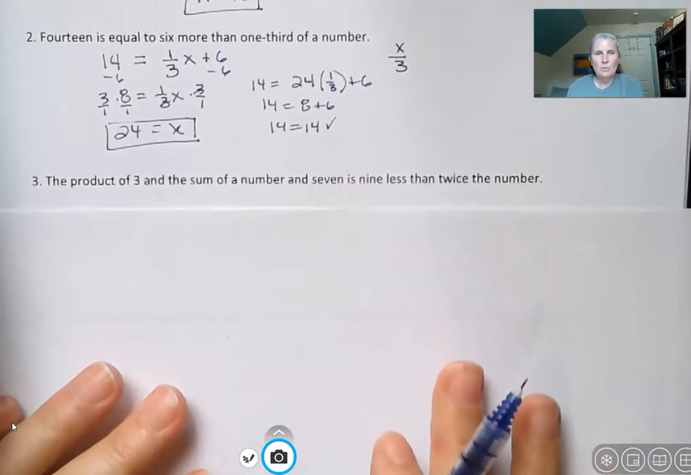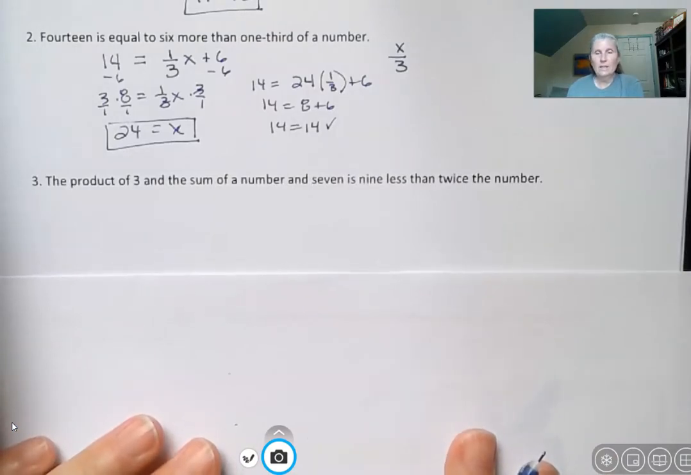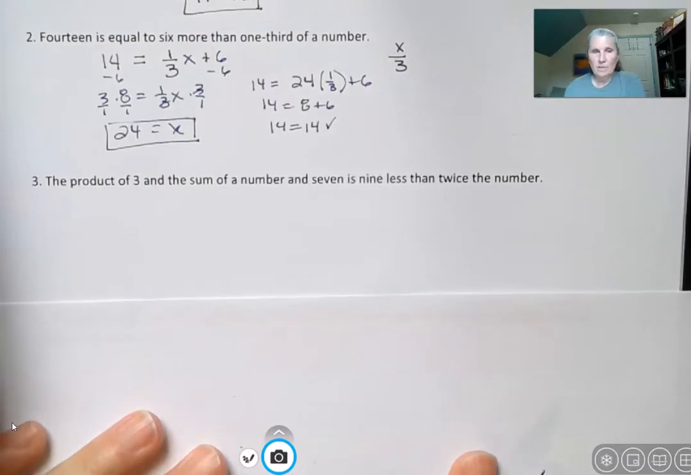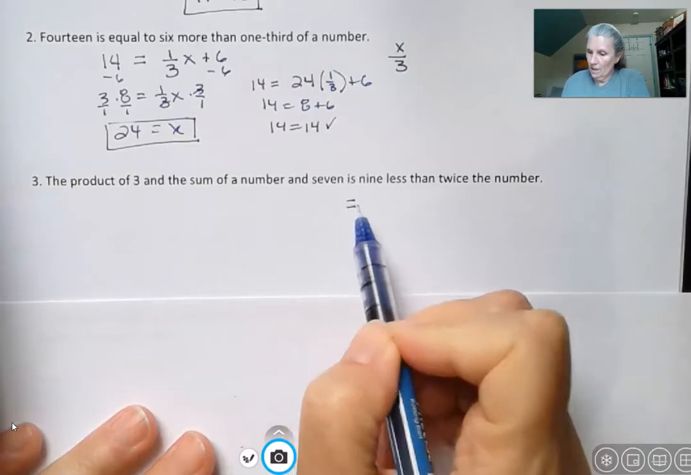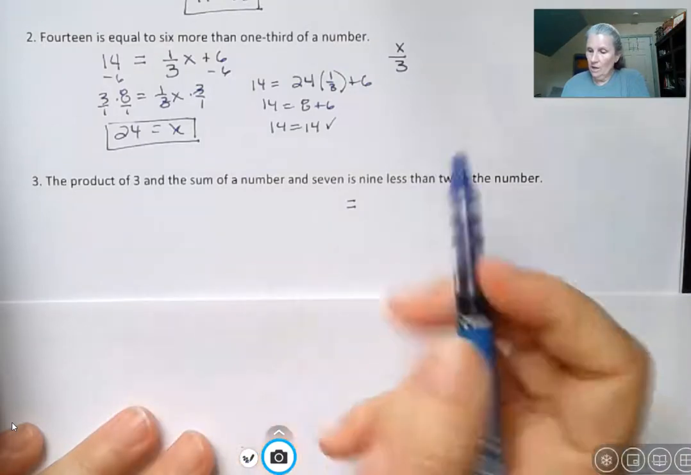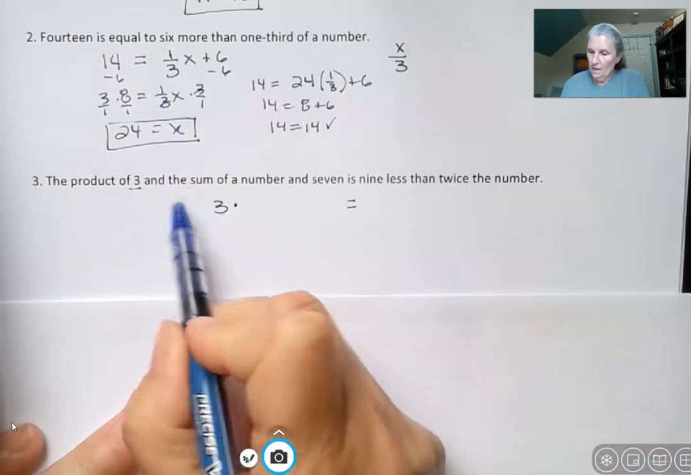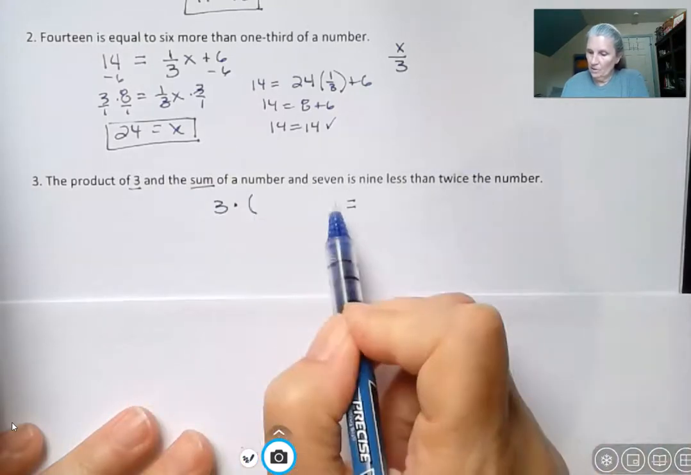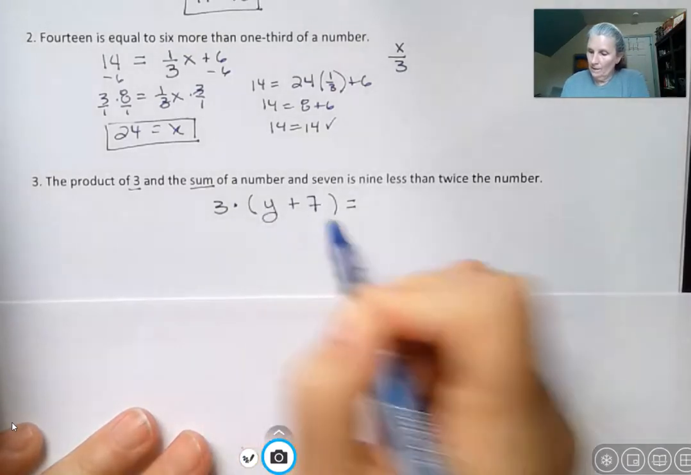Okay, number 3, the product of 3 and the sum of a number and 7 is 9 less than twice a number. Well, that's a mouthful, and I'm looking for the "is" to figure out where my equal sign is, and it's right here. Everything before that's on the left side, and after that's on the right side. So I have a product of, so I'm multiplying two things. And the first thing I'm multiplying is a 3, and the second thing I'm multiplying is a sum. So I'm going to have something like this, where I'm multiplying 3 times a sum. And the sum is a number and 7, so I'm going to say y plus 7.